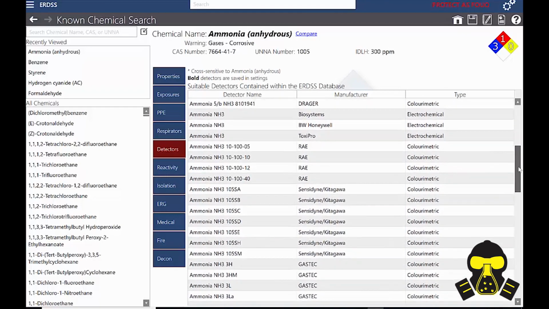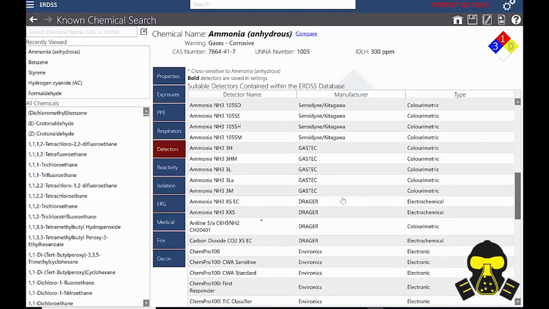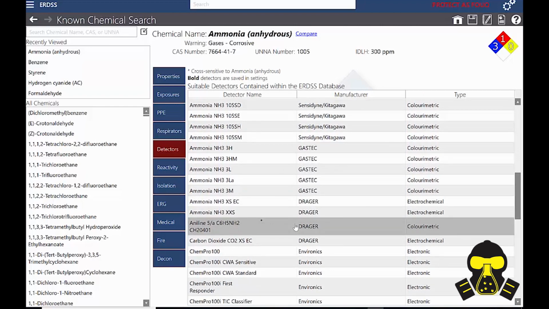Let's scroll down to one that doesn't say ammonia. So let's see, here's an aniline tube from Draeger. That aniline tube has an asterisk next to it. And that tells me that while it's not meant to measure ammonia, it's cross-sensitive to ammonia.